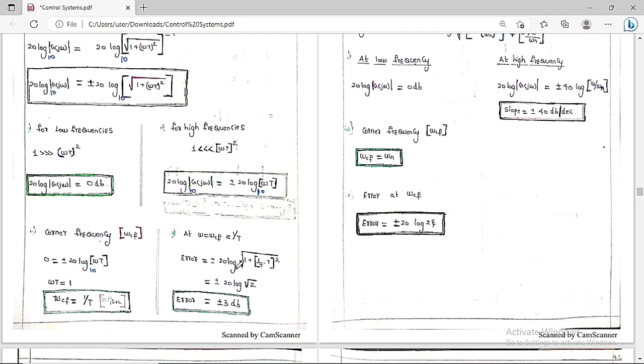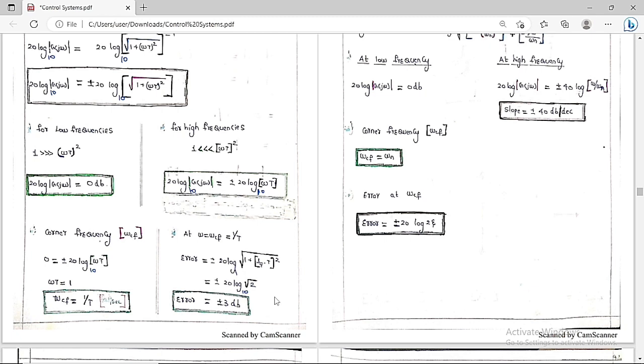The error is basically the actual value minus the approximate value. The actual value is this value and the approximate value is 0. So the error is equal to plus or minus 20 log of the square root of 1 plus (1 by t times t) whole square. The t cancels, and we get 1 plus 1 equal to 2, so square root of 2. 20 log root 2 with base 10 is finally equal to plus or minus 3 dB that we get here.